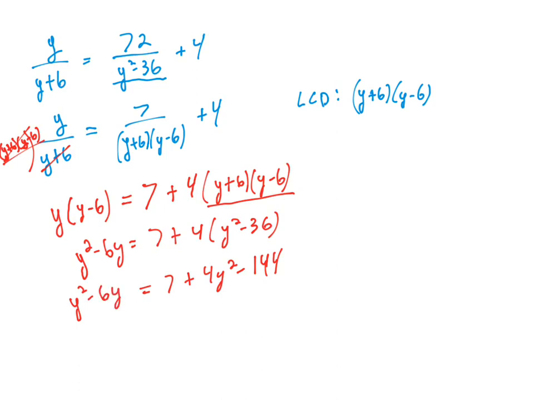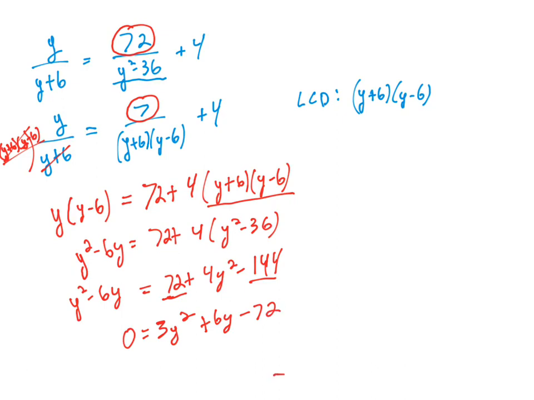Okay, so there we are. This looks like a quadratic because I have y squared. I'm going to write everything on the right-hand side. So 3y squared plus 6y, and then 7 and negative 144. Something's wrong here. Geez, I made a simple mistake. I went from 72 to 7. So that 7 should actually be a 72. Okay, so 72 and negative 144 is going to be negative 72.